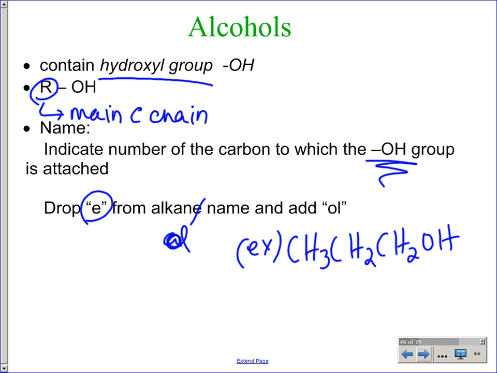if you saw this condensed structure, you would name it by what its carbon chain is, which is prop. This would be an alkane because they're all single bonds there, and instead of putting propane, you put propanol.